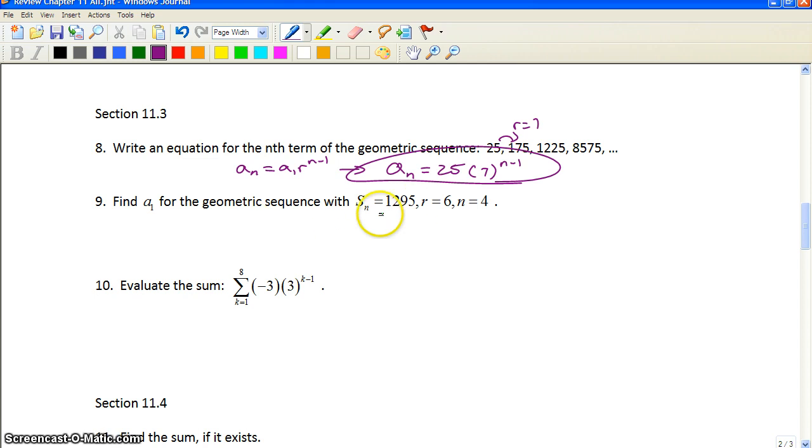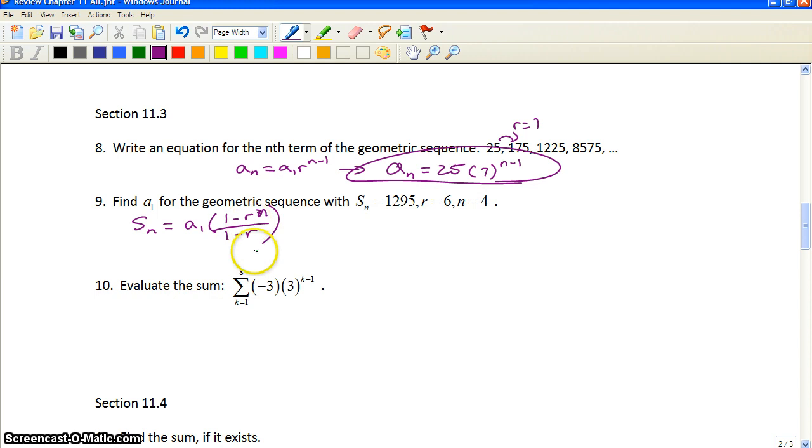Alright, number 9, a sub 1. Find the a sub 1 given this kind of setup here. This is interesting. So we're given a sum, so let's remind ourselves what the sum of the first n terms of a geometric series or sequence is. That's an n. It's r to the n, guys. Okay, so let's put some stuff in.